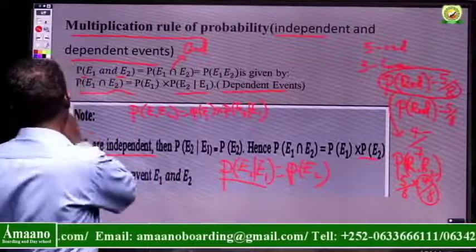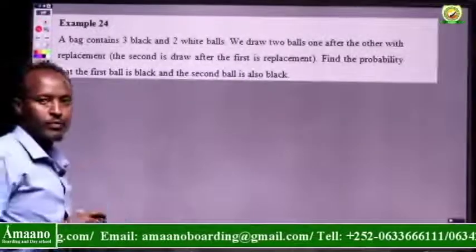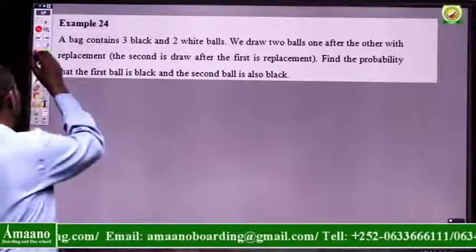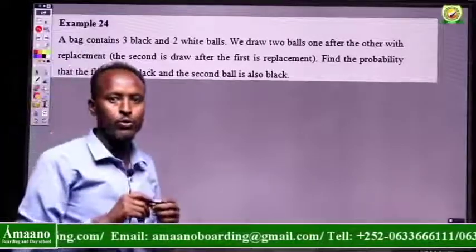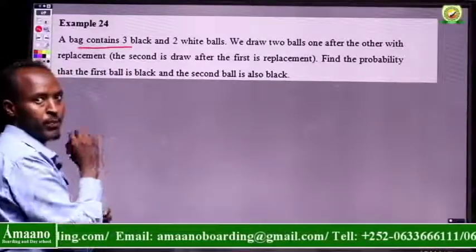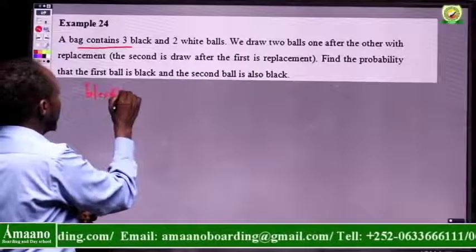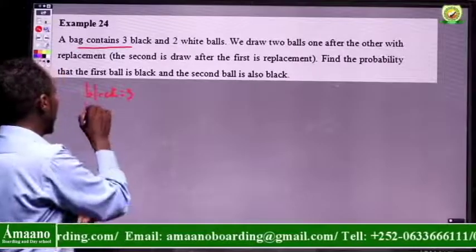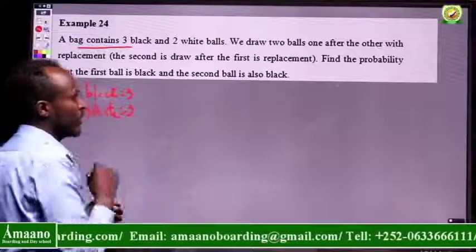Okay, let's take some examples. Look here. This example is from our mathematics book. A bag contains 3 red balls, 3 black balls. Here we are given black balls as 3. And also we are given 2 white balls.